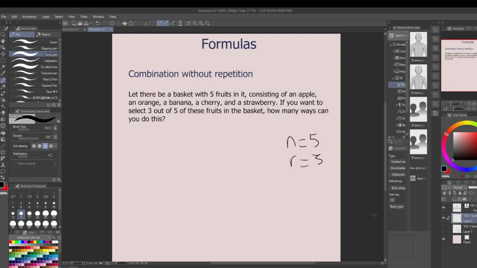So taking this info, we can do 5 factorial over 3 factorial times 5 minus 3 factorial, which we can narrow down to 5 factorial over 3 factorial times 2 factorial, which gives us 10.